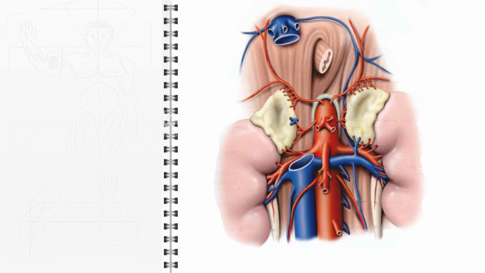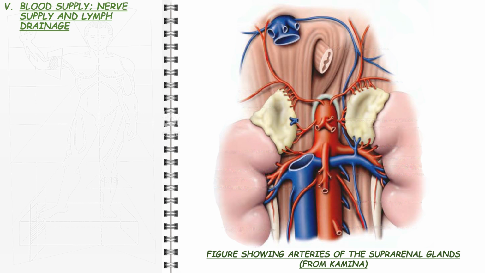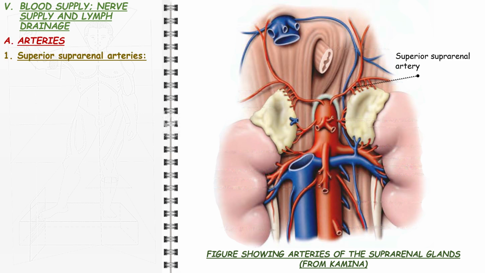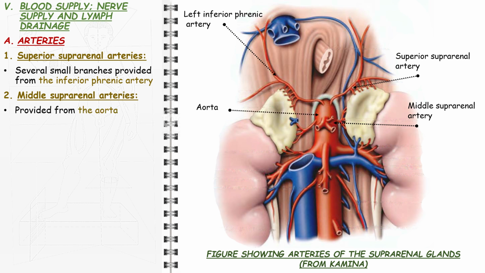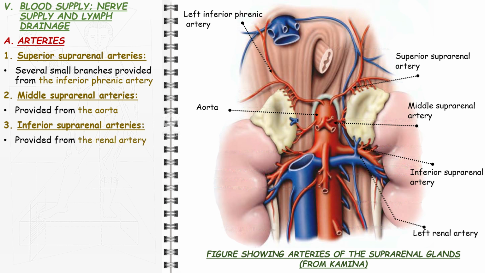The blood supply of the adrenal gland is arranged in 3 levels. The superior suprarenal arteries are several small branches provided from the inferior phrenic artery. The middle suprarenal arteries arise from the aorta, and the inferior suprarenal arteries come from the renal artery.